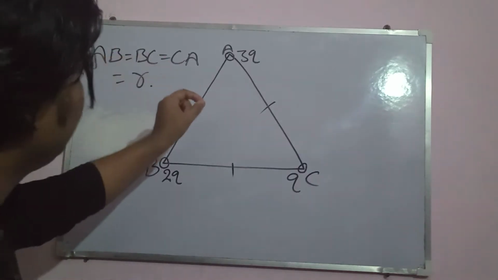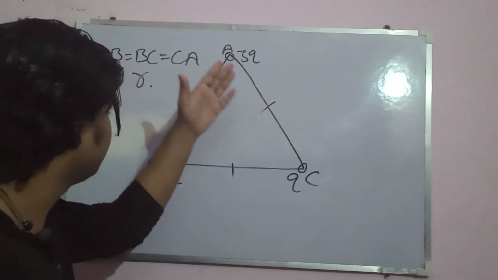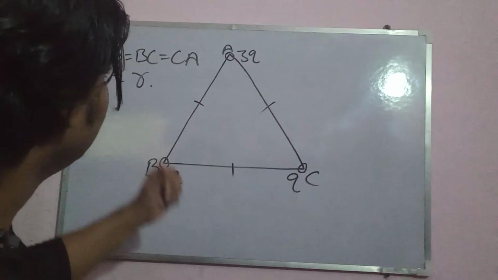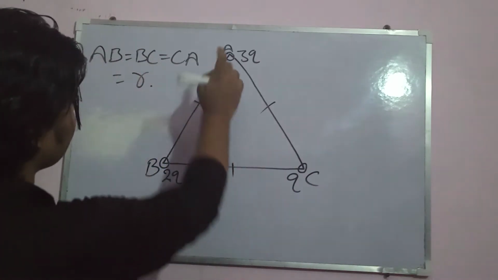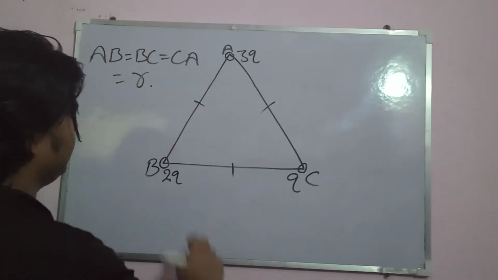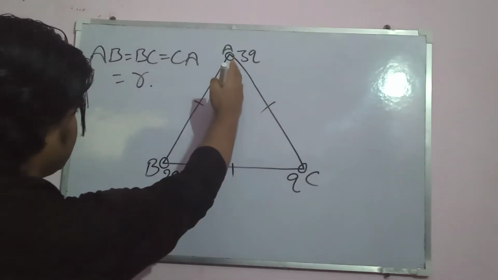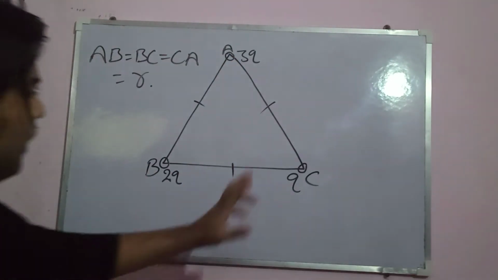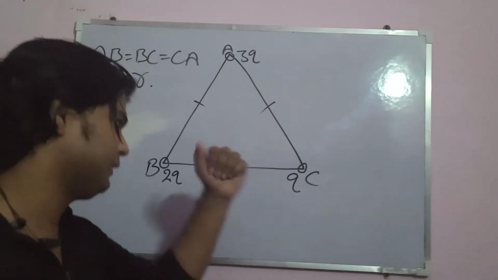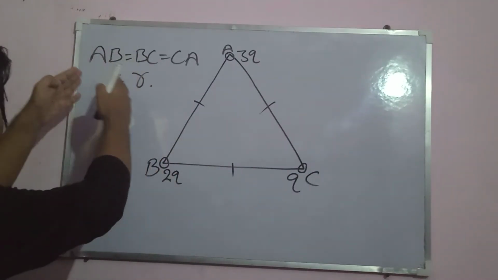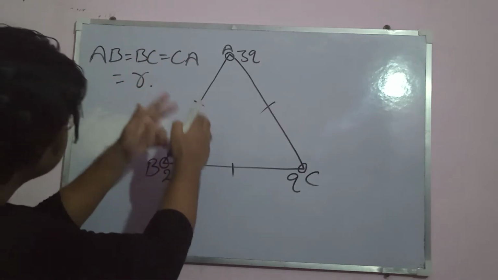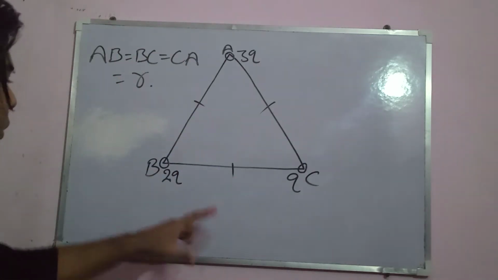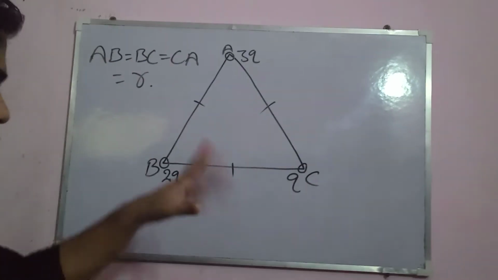There are three point charges located at the vertices of an equilateral triangle, A, B, and C. 3Q positive is kept at A, 2Q positive is kept at B, Q positive is kept at C. And given here, AB equals BC equals CA equals R. So the entire question is clear.